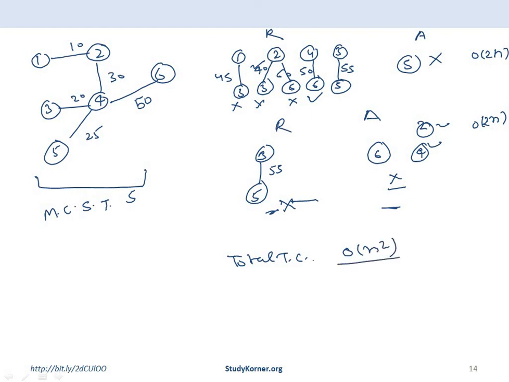There is a note here: Prim's algorithm always generates a connected graph. Because Prim's algorithm is based on the adjacency of the current vertex, it always returns a connected graph. But Kruskal's algorithm does not guarantee to return a connected graph. It is possible that it may generate a disconnected graph, because it considers the edge weight only, not the adjacent vertices. So I hope you understand the concept of Prim's and Kruskal's algorithm.